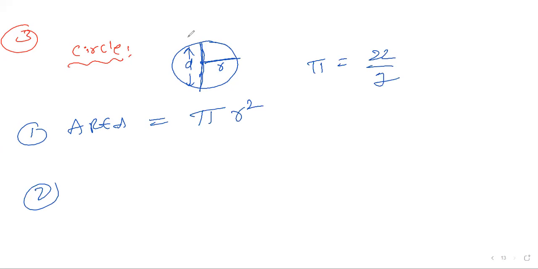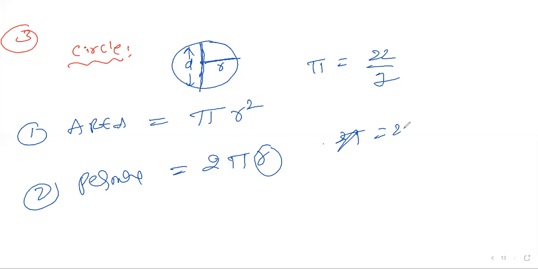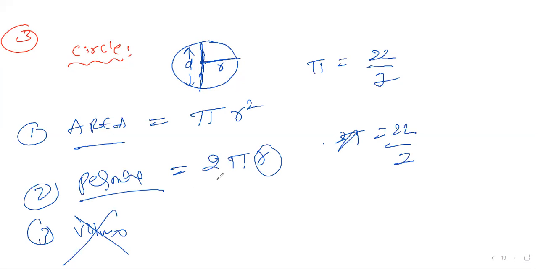Next, it is also possessing a perimeter. The perimeter means 2 pi r. Formula is 2 pi r. R is the radius, pi is equal to 22 by 7. Don't think that a circle has a volume. Some people are telling it's volume. No, it doesn't have a volume, because if you pour water on a circle paper it will fall down. It doesn't have a volume. Area and perimeter. Clear? Good.